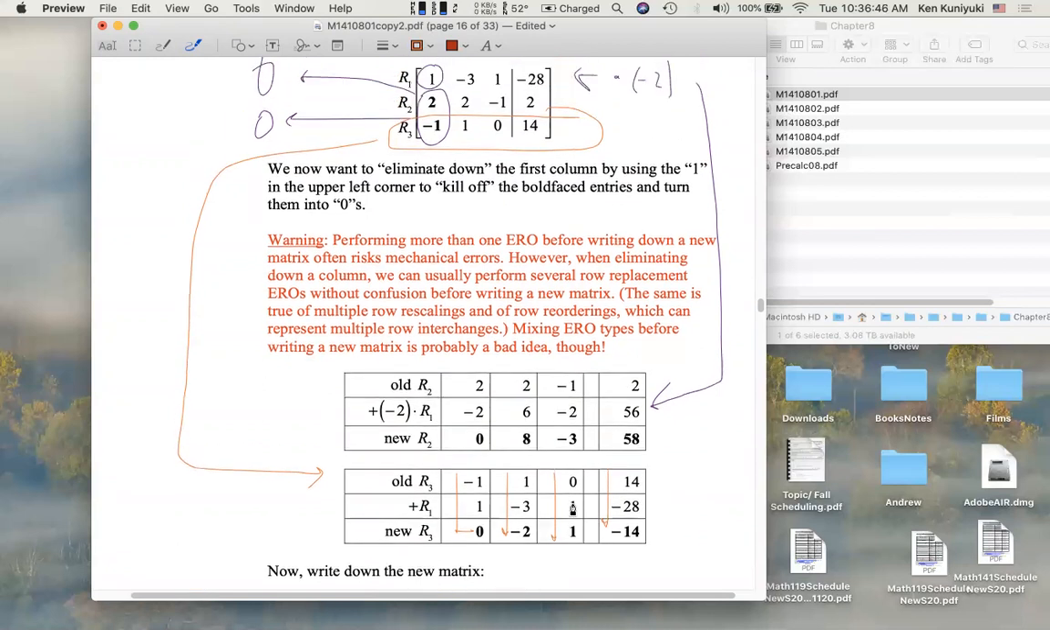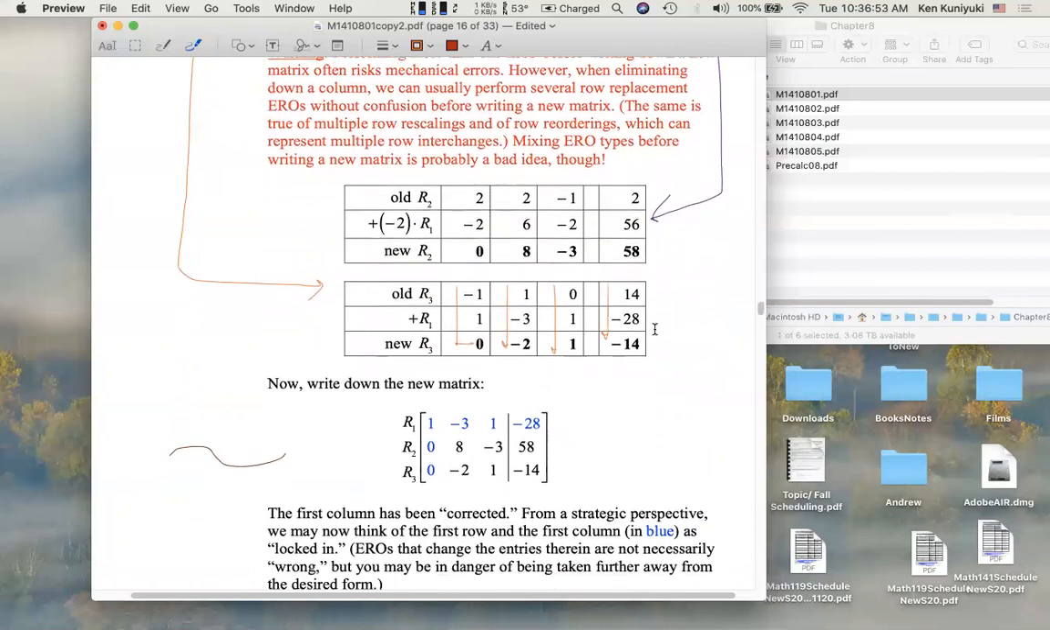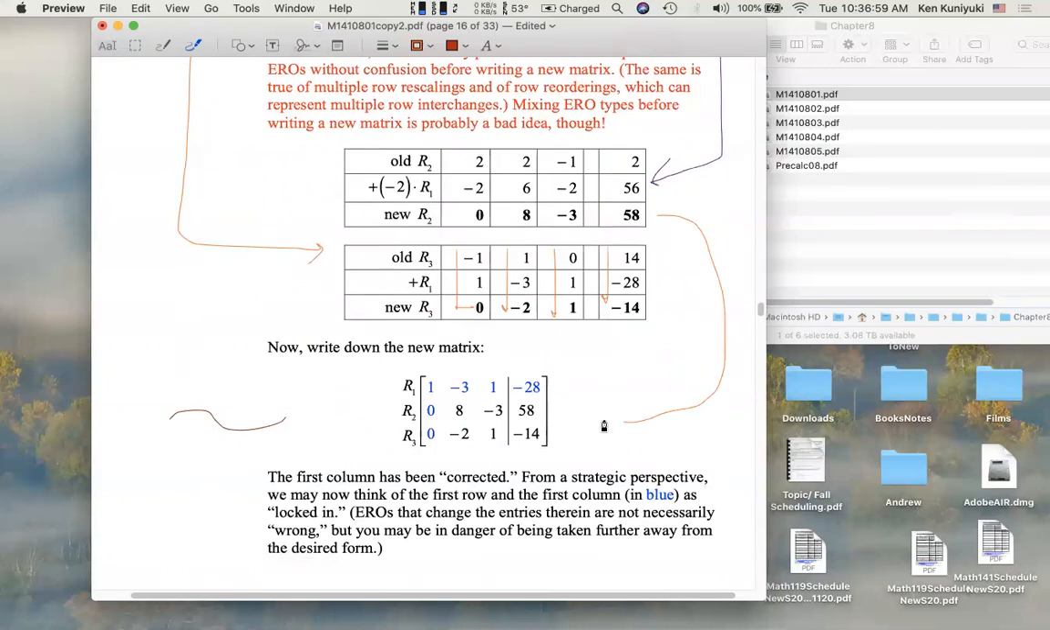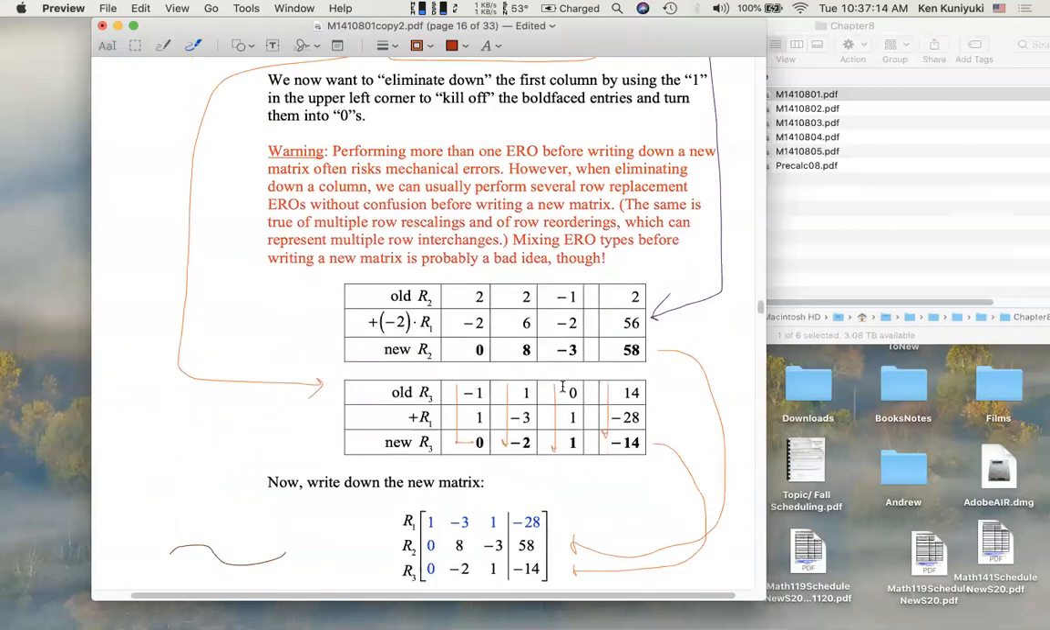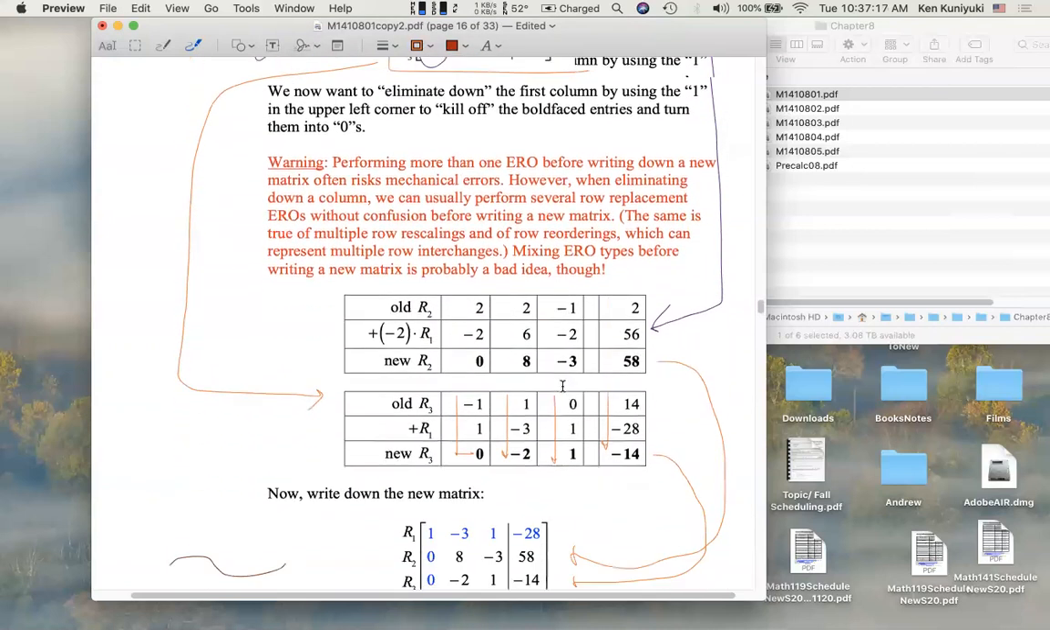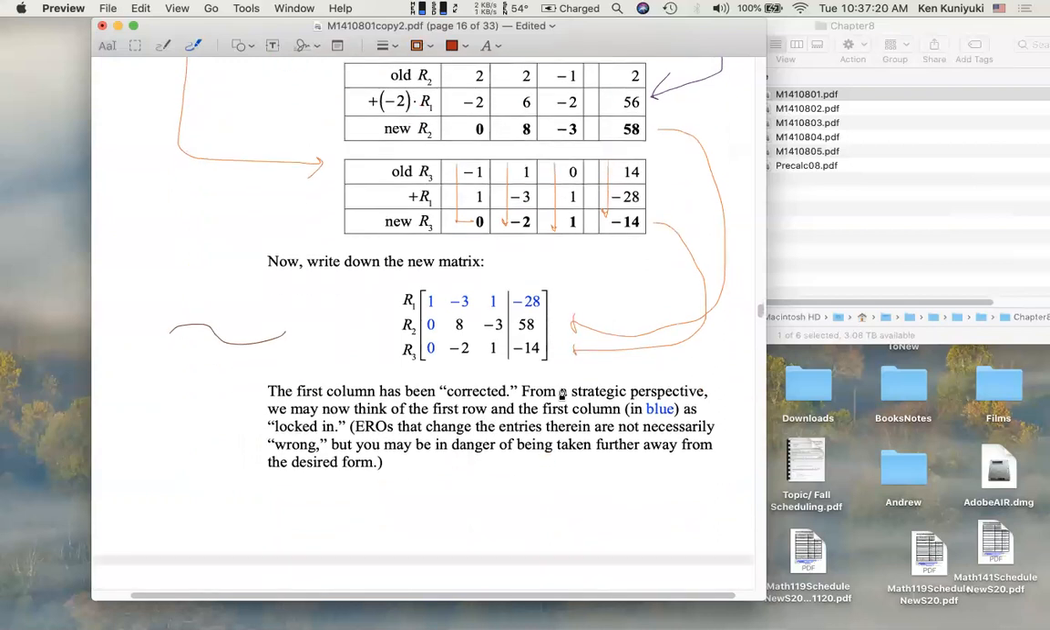Now we really better write the new matrix at this point. We're going to keep the old row 1. We like that 1 up there, remember. We keep the 1, negative 3, 1, negative 28. And then the new row 2 will be 0, 8, negative 3, 58. And the new row 3 will be 0, negative 2, 1, negative 14. Again, this here indicates row equivalence. The matrices are not equal in the sense that you don't have the same entries in the same positions, but they're row equivalent in the sense that they correspond to equivalent systems with the same solution set.